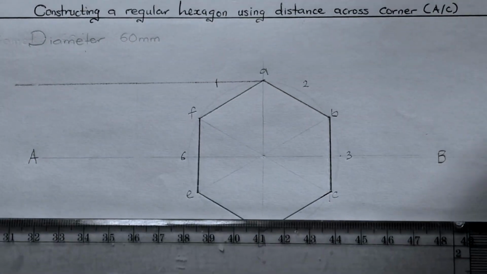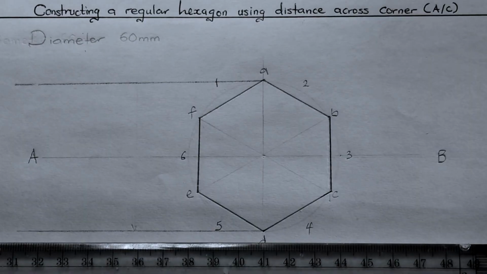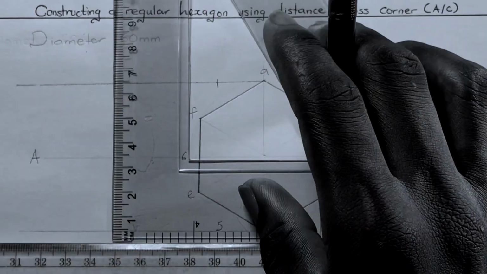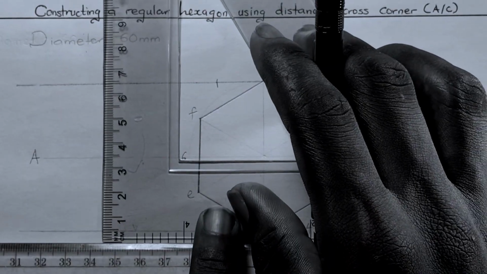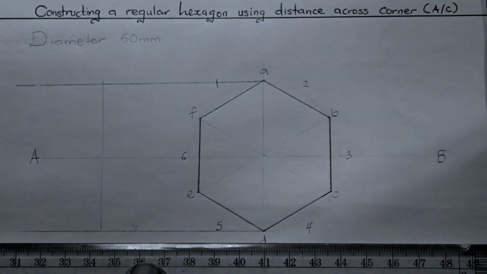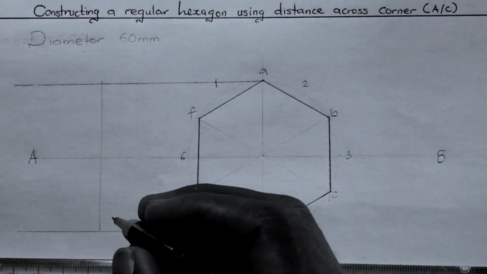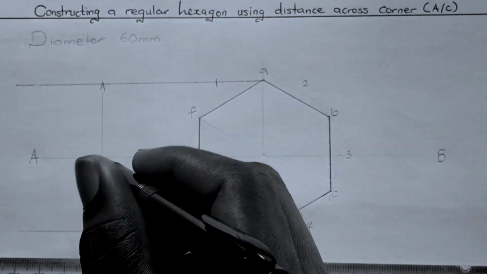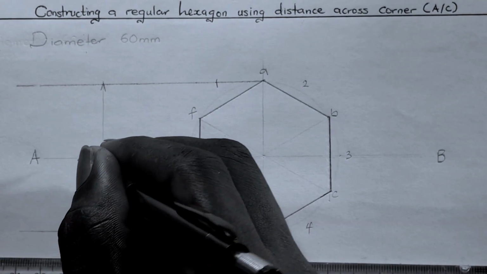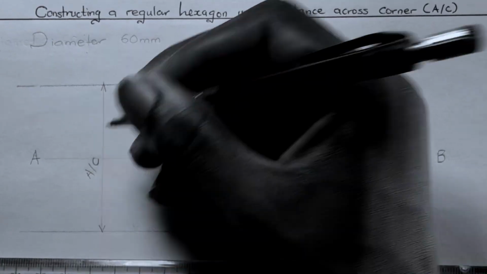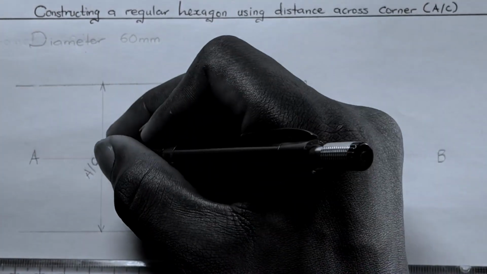So with this, making use of our set scale, we outline our diagram, which is the hexagon, as distance across flat, indicating the distance here to be across corner, which is 60 millimeters.